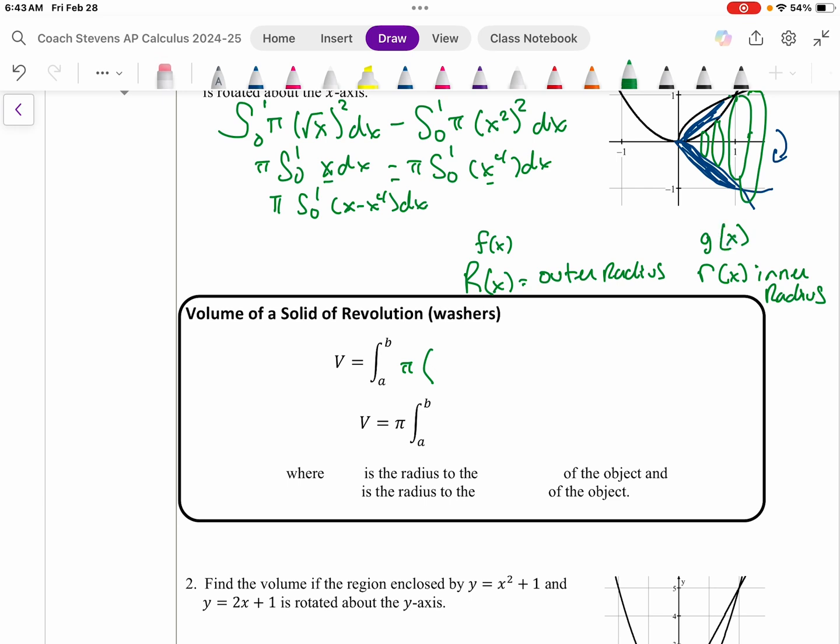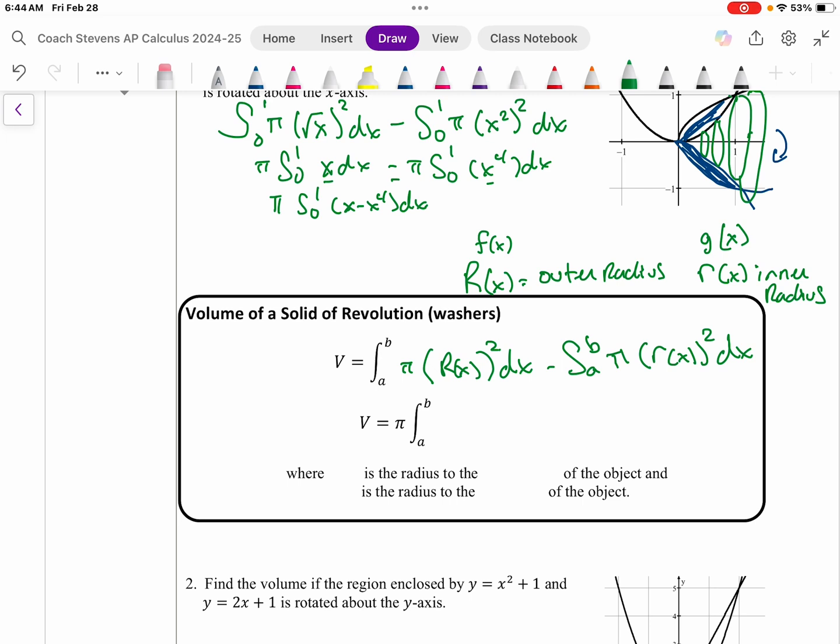Didn't want to throw you off there. I would just have outer be the f of x and the inner be the g of x, if you're going to use the f of x and g of x notation. So again, the generic formula here is the integral from a to b of pi times the outer radius squared dx, minus the integral from a to b of pi times the inner radius squared dx.